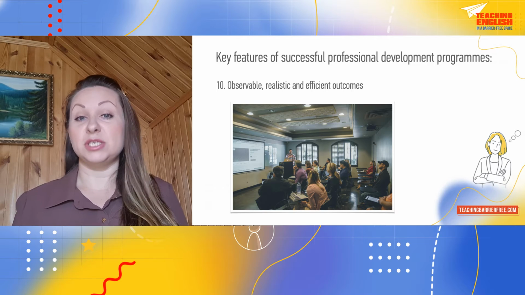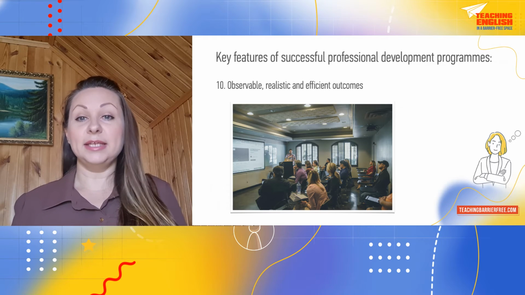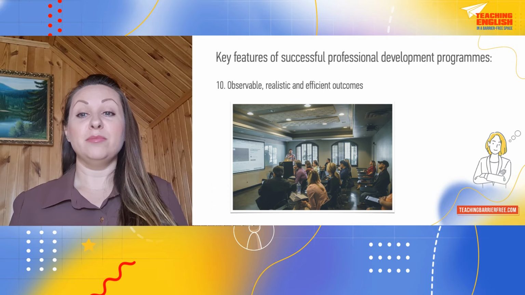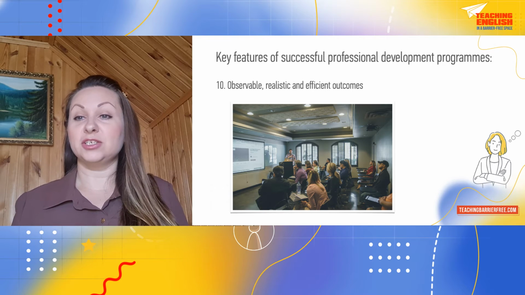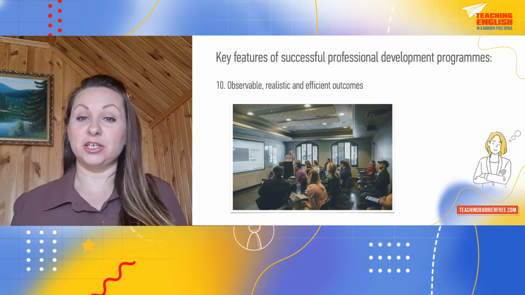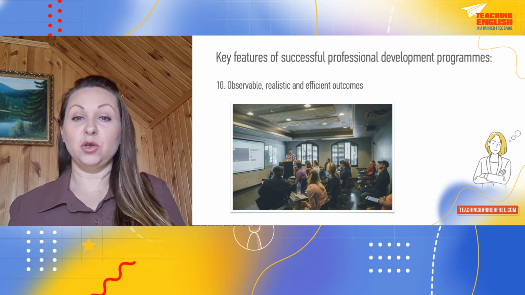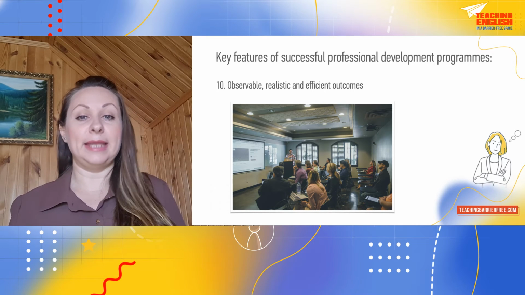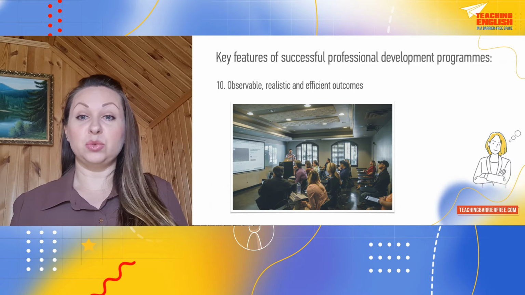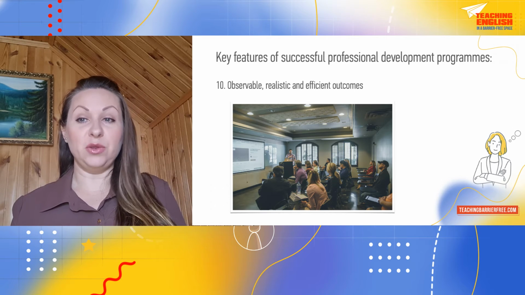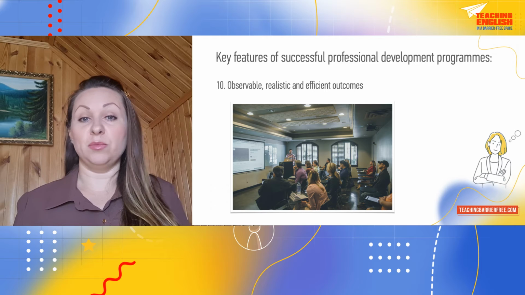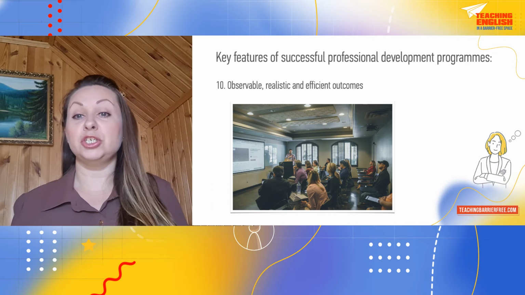10. Observable, realistic, and efficient outcomes. Programs need to provide clarity about learning progression during the development program, including a baseline of starting points and next steps. Programs which are aligned to a development framework can support observable, measurable progress towards a goal.